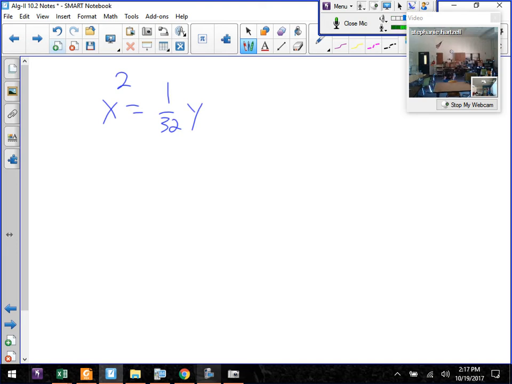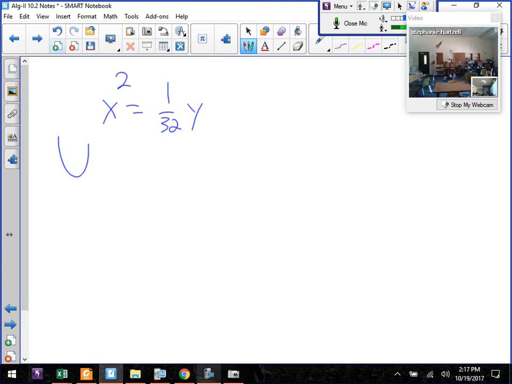All right, right off the bat, is this an x squared or a y squared problem? X squared. What direction is this going to have to open? It's going to open up like a cup. Why is it going to open up like a cup? It's positive. Okay, I know that's going to happen.